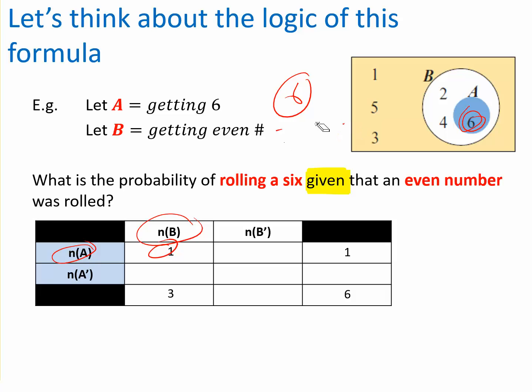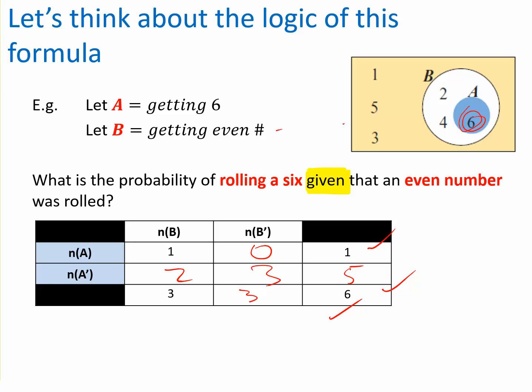Okay? So now that I've got 1, I can fill out the table and say this has to be 0, because 1 plus 0 will give you 1. 1 plus 5 will give you 6. 3 plus 3 will give you 6. And you can work this out. This is 2, and therefore this has to be 3. Okay, so I'm just filling out the table.